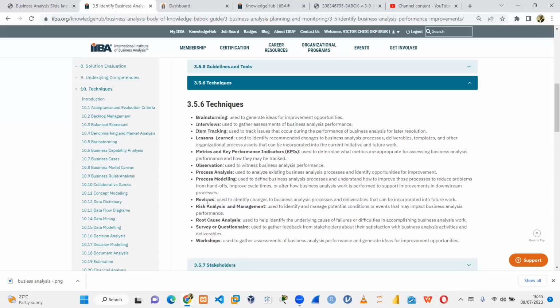Then you have reviews, risk analysis and management, root cause analysis, surveys. At times, we might prefer to do interviews rather than surveys and questionnaires. At times, we might not have the budget to actually organize a workshop. So you mustn't use all of the techniques for a particular knowledge area or task. There is no 'this must come before this'. It's just adaptable. So the business analyst is going to look at what works best and what can give him results within a very short time frame.